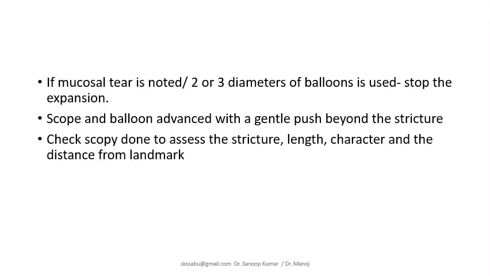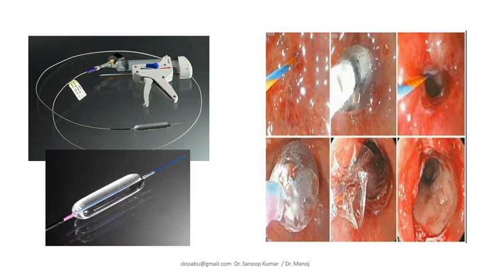If a mucosal tear is noted, or if we have achieved 2 to 3 diameters of balloon expansion, that should be the end of the procedure. The scope and the balloon together, after dilatation is achieved, should be advanced further forward. Along with the balloon, the scope should be pushed inside. After that, a check endoscopy should be done after removing the balloon. So this is the full set that you can see. We see the guide wire passed and the balloon being inflated, and we see the stricture has been opened up.